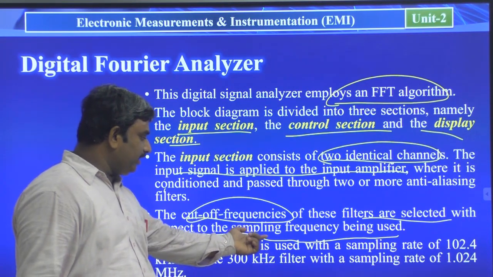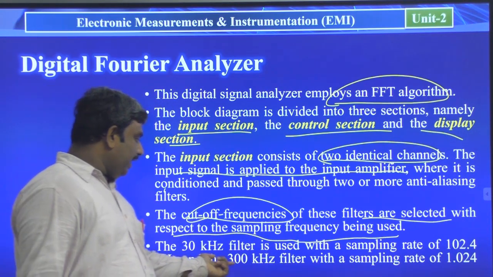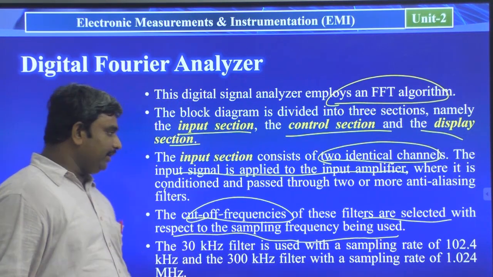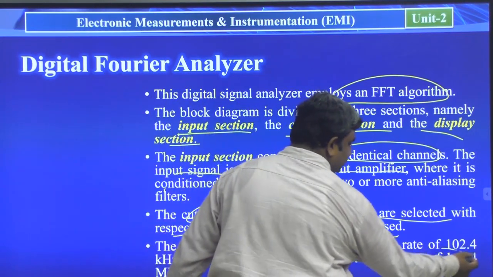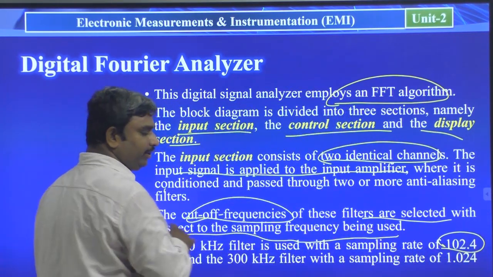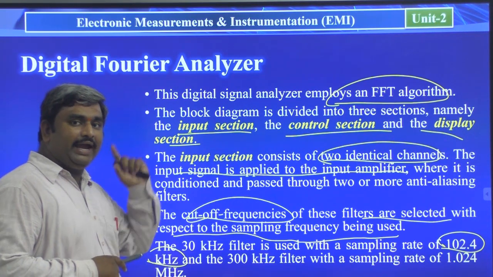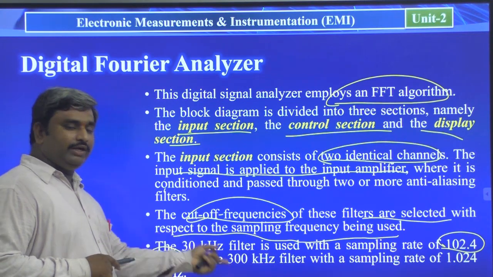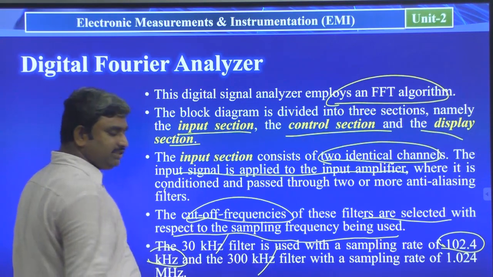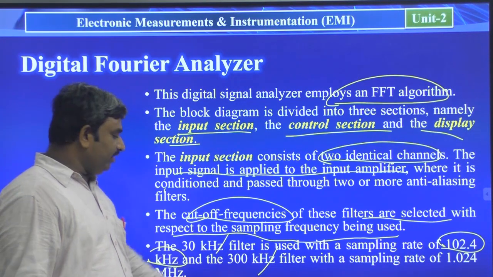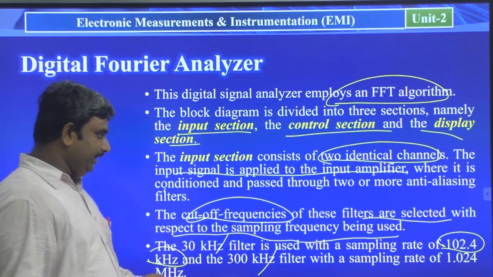The 30 kHz filter is used with a sampling rate of 102.4 kHz, and the 300 kHz filter with a sampling rate of 1.024 MHz. Here one is 102.4 kHz, the first one. The second one is 1.024 MHz. So for 30 kHz and 300 kHz, two types of frequency bands are available, and both have different sampling rates.